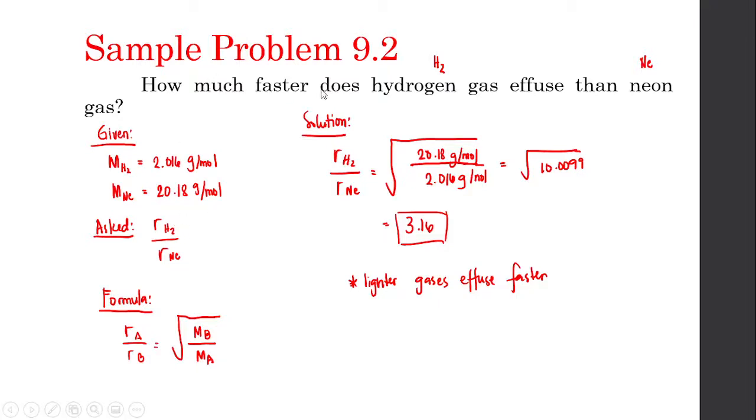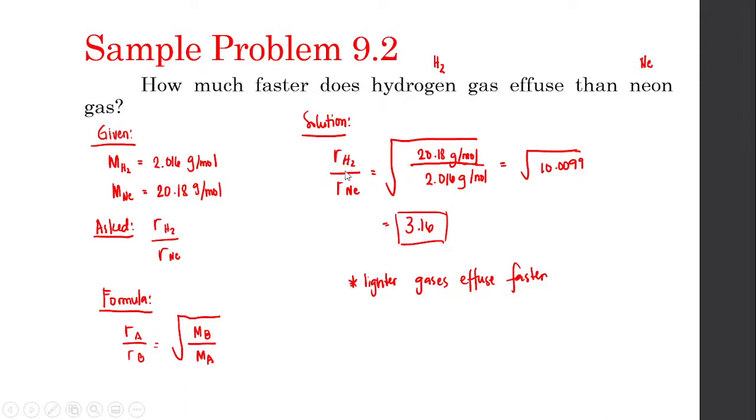What's being asked is how fast hydrogen effuses compared to neon. That is the rate, for which we use R: the rate of H2 divided by the rate of Ne. In order for us to solve this, we just have to use the formula for Graham's law, which is the rate of gas A divided by the rate of gas B is equal to the square root of the molar mass of B divided by the molar mass of A. So applying this formula, we can now solve for how fast hydrogen travels compared to neon.